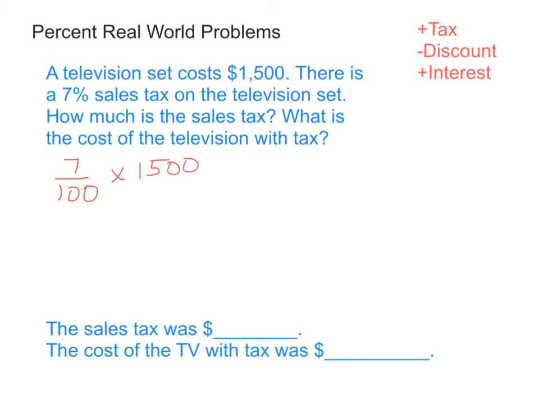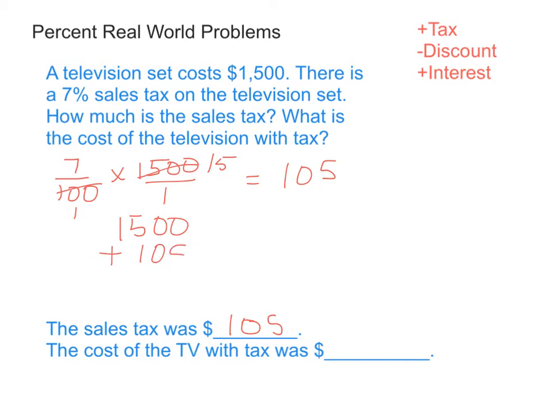$1,500. Put that over 1, divide both of these by 100, take 7 times 15, and we find out that the tax is $105. Tax gets added on, so we'll take our $1,500 plus our 105 to get $1,605 for the TV.